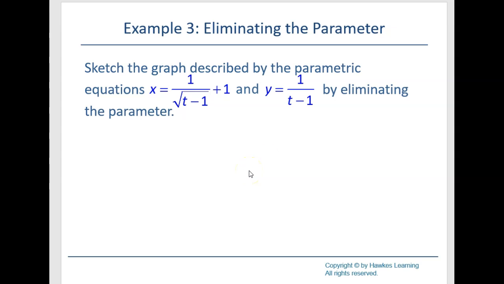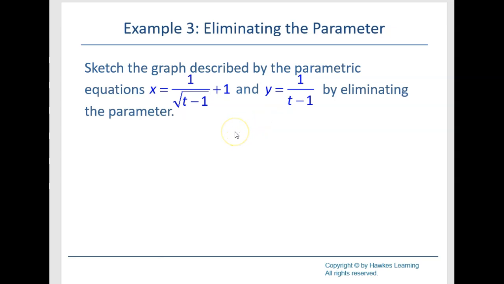The way we're going to do this is we are going to solve one of these two equations for t, and since it shows up in the other equation, we'll substitute and replace it with t. Of these two equations, I can see this one's got a radical around the t minus 1, which is in the denominator. This one doesn't have the radical. So this one looks like it's going to be an easier one to solve for t.